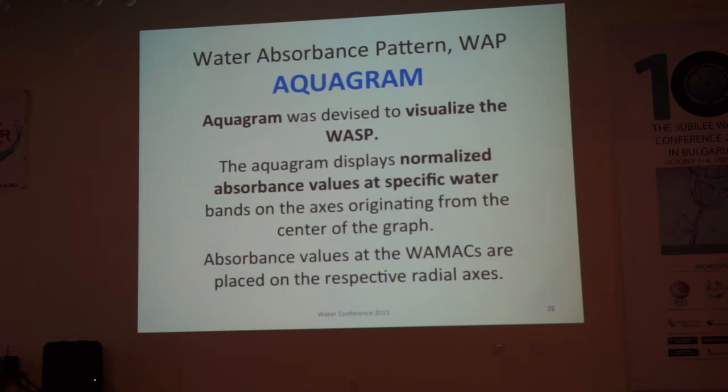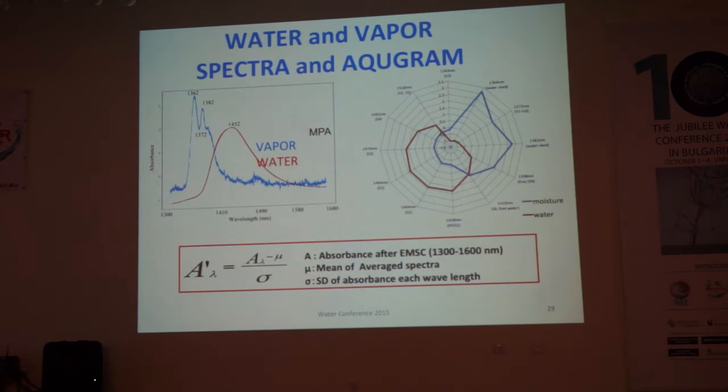And what is structure is a different discussion, I think. So the aquagram is a graph that we use to express the water profile, the water molecular profile seen by the absorbance of light of water-specific bands. Now, this is the spectral vapor, and this is the spectral water. You see that they overlap each other.